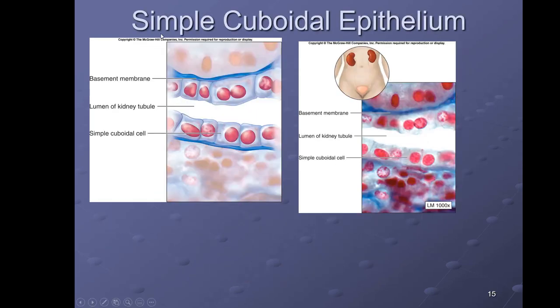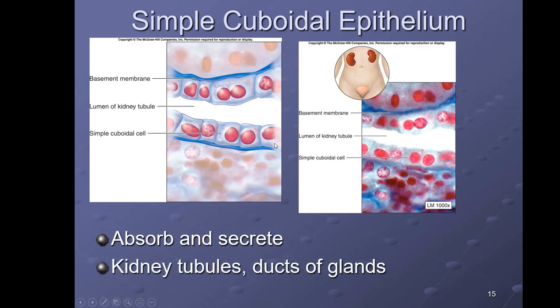All right, simple cuboidal, one layer, cube-shaped cells. So the big place we have these is the kidney. That's probably the number one place we have this. And so it may look a little bit different depending on how you're looking at it.